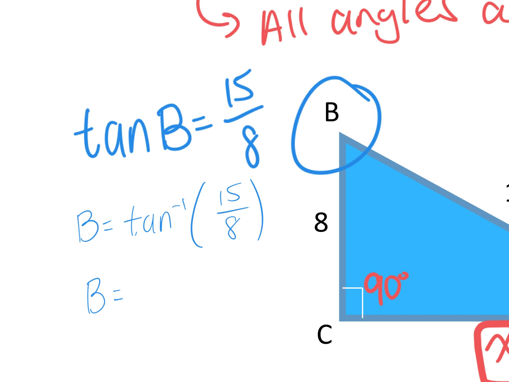So the tangent inverse. Are you sure you're using the tangent inverse? Why did you use the tangent inverse for this? I think I got 61.9. So angle B is equal to 61.9 degrees.